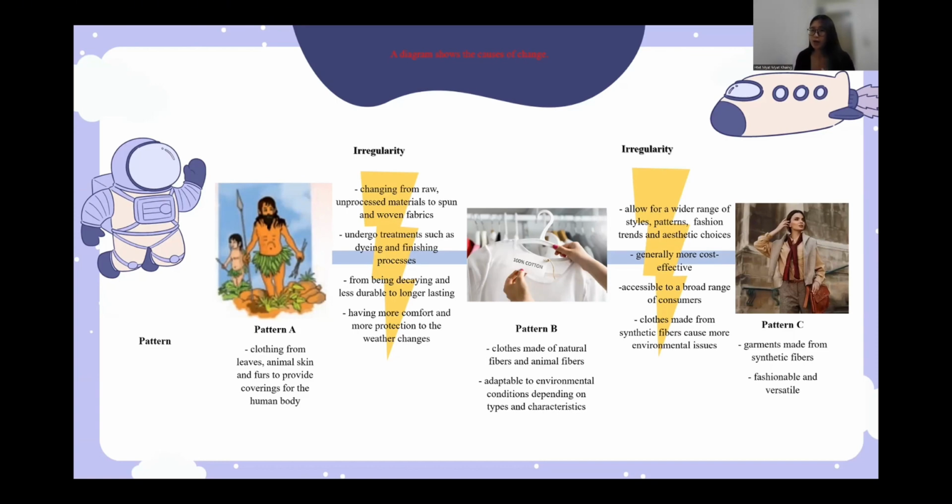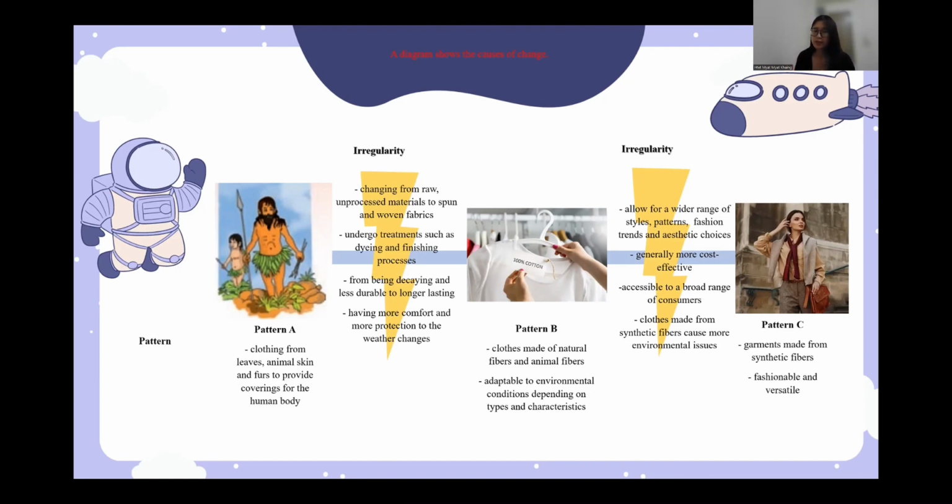From pattern B to pattern C, the first irregularity is that synthetic fibers allow for a wider range of styles, patterns, and fashion trends, because clothes made of synthetic fibers have a wide variety of characteristics. So we have many more options, like dyeing and printing options as well, so we can have more aesthetic choices. And clothes made of synthetic fibers are more cost effective because of massive production. Therefore, they are easily accessible to a broader range of customers.